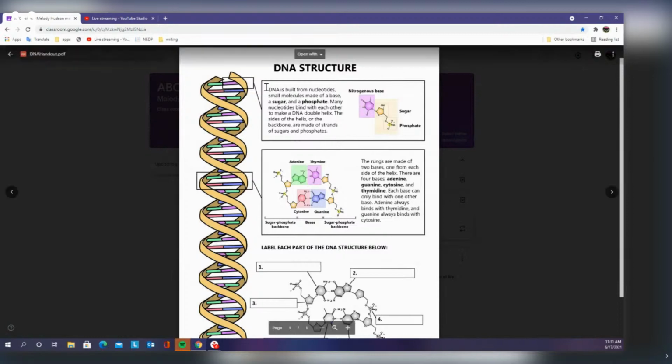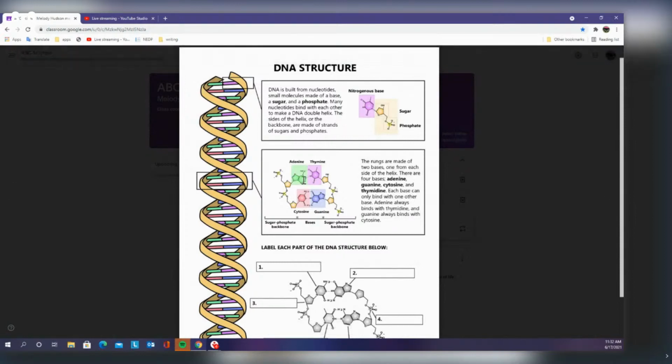And so if we look here, these are our outside rungs, which are made of sugar and phosphate. And these are our bases inside, which are nitrogen based. All of them are nitrogen based. Each rung will have two bases, one from each side of the helix. Notice you have one here, then you have one here. And there are only four bases.